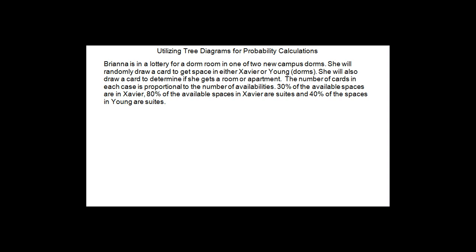It says, Brianna's in a lottery for a dorm room in one of 2 new campus dorms. She will randomly draw a card to get a space in either Xavier or Young. Those are the 2 dorms. She will also draw a card to determine if she gets a room or an apartment once she knows which dorm she's in. The number of cards in each case is proportional to the number of availabilities, and 30% of the available spaces are in Xavier. 80% of the available spaces in Xavier are suites, and 40% of the spaces in Young are suites. So you've got to digest all this information.